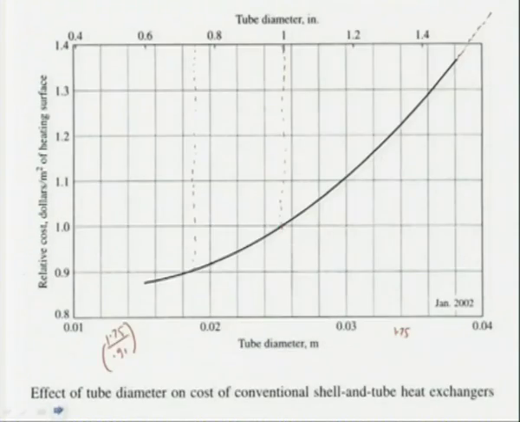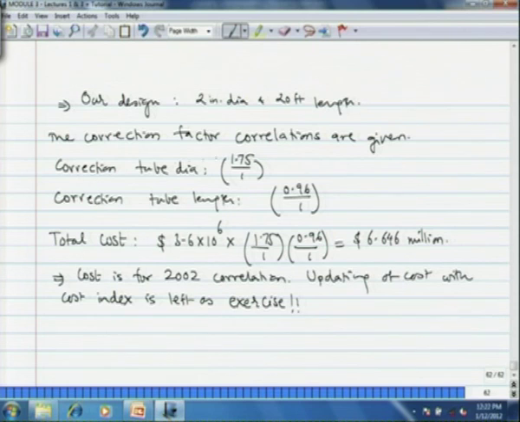and then after the correction factors we have to recalculate the cost. Correction for tube diameter 1.75 divided by 1, correction for tube length 0.96 divided by 1. So, the total cost of $3.6 million is adjusted for the correction factors, and we get the new total cost as $6.646 million.